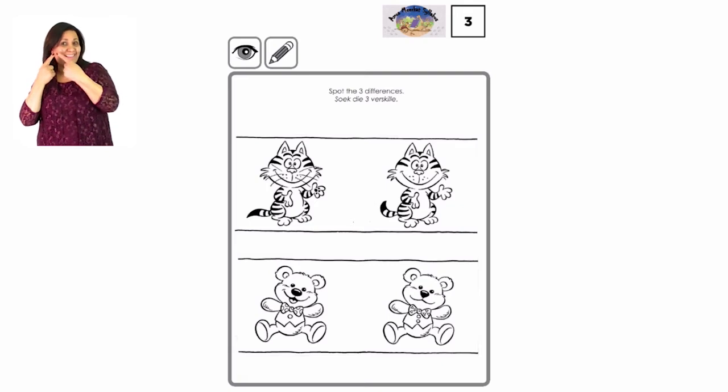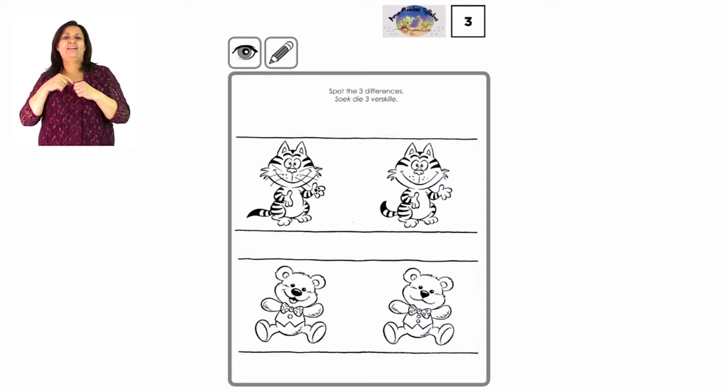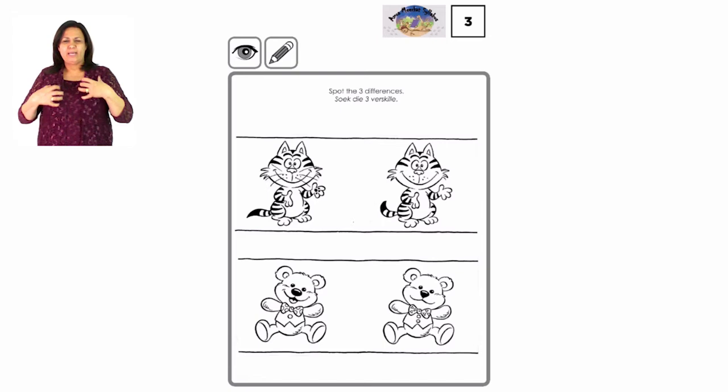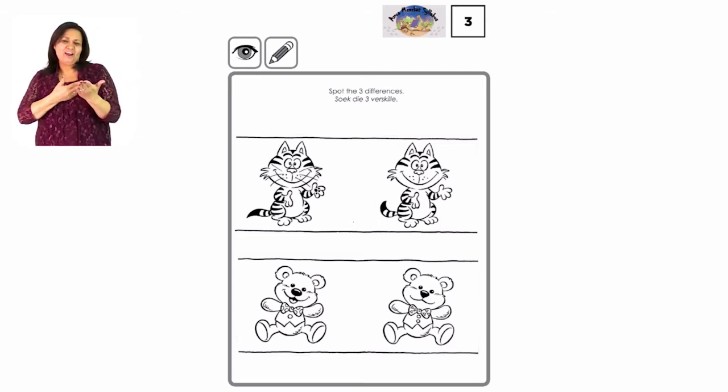Can you spot the difference between the 2? I want you to continue looking and comparing. Find the difference between the 2 teddies. You will be able to spot the 3 differences. And remember, you need to circle the differences, 3 differences. Now let's turn to page 15 of our booklet.